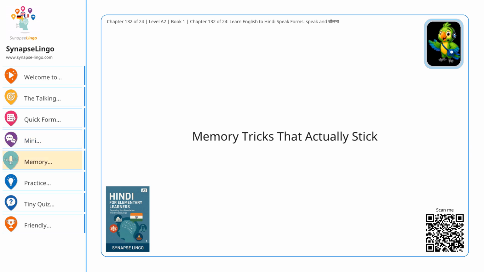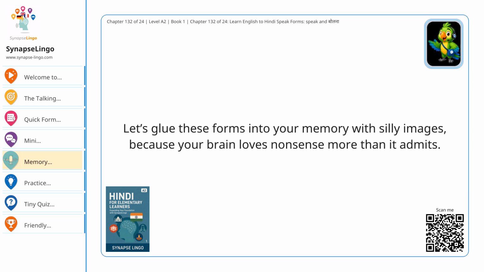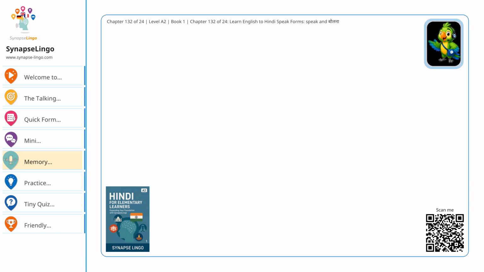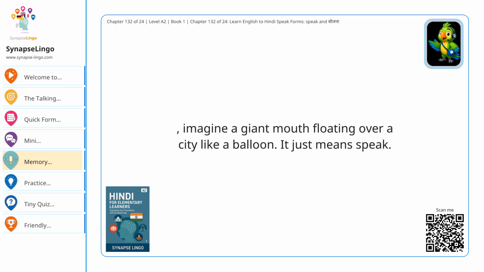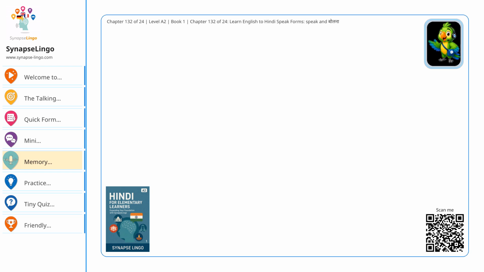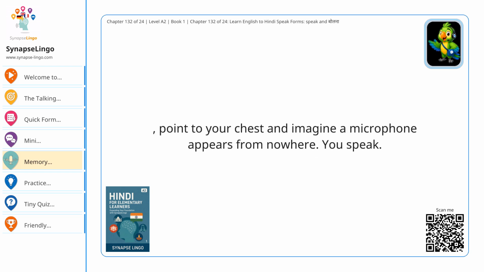Memory tricks that actually stick. Let's glue these forms into your memory with silly images, because your brain loves nonsense more than it admits. 1. बोलना. Imagine a giant mouth floating over a city like a balloon. It just means speak. 2. मैं बोलता हूँ. Point to your chest and imagine a microphone appears from nowhere. You speak.